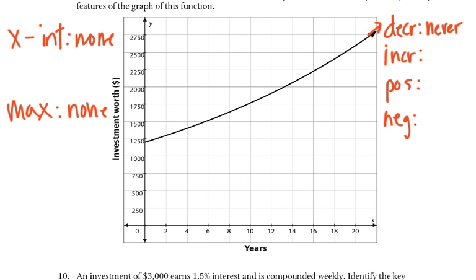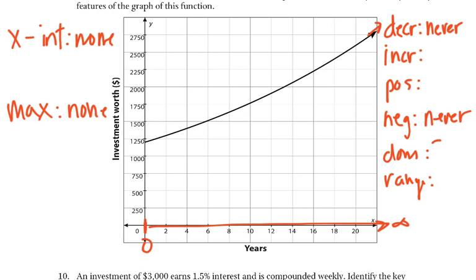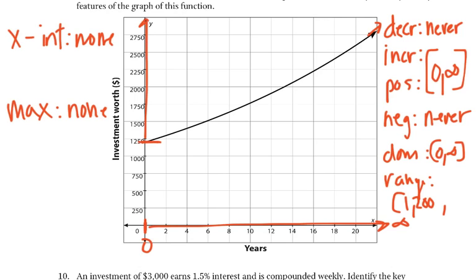So we're knocking out the nos, right? So it's always increasing, and it's always positive, so the domain is going to be the same as that. So it starts at 0, and it just keeps going to infinity. So 0 to infinity is the same for increasing, when it's going up, when it's above the x-axis, and the domain. The range would start here at 1,200, but then it's just going to keep going up, right? It'll just keep increasing to infinity.